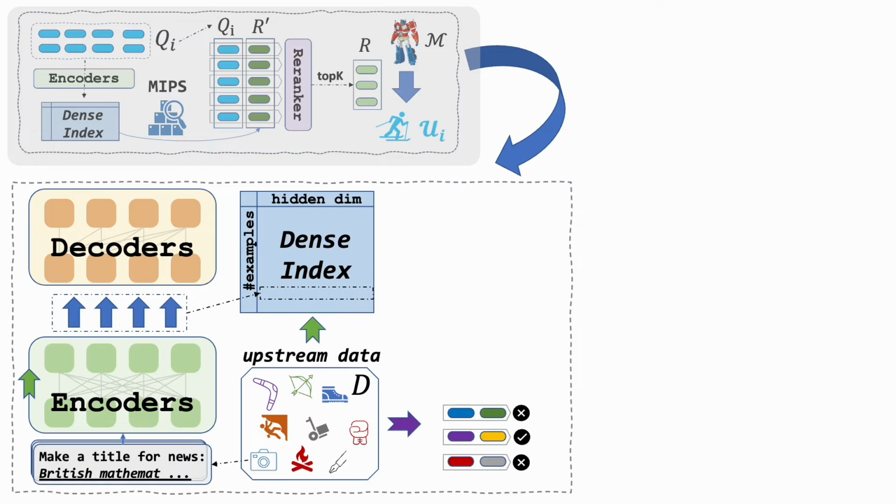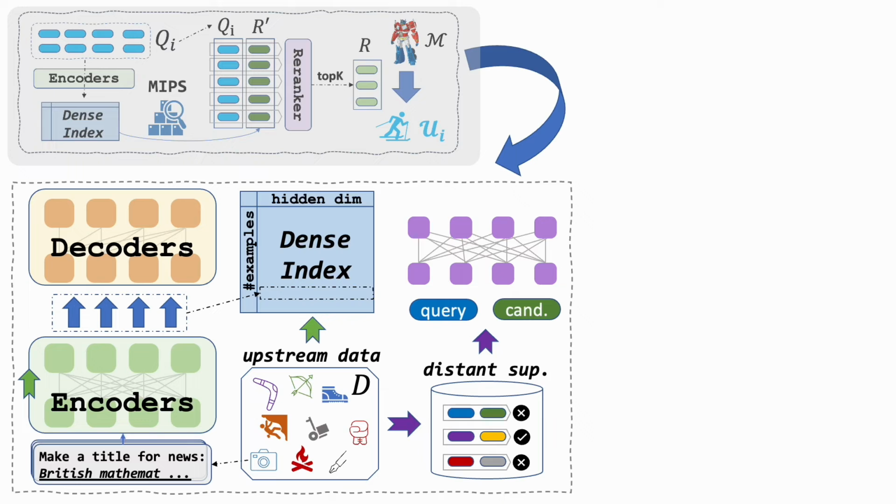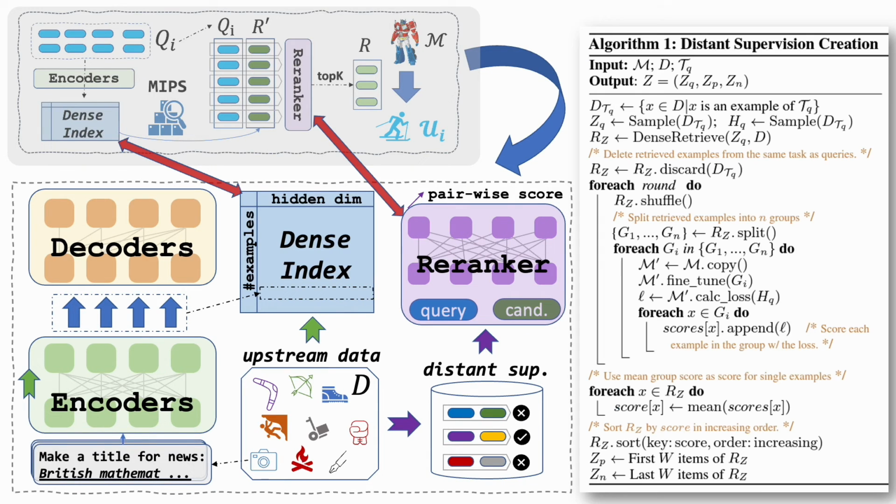We also propose an algorithm to generate distance supervision for training such a re-ranker. The re-ranker here is a cross-attention encoder, and we use a reward base in practice. The main motivation of the proposed algorithm is to use the results from the dense retriever and then run multiple rounds of virtual learning, such that we can estimate the utility scores of the candidates by looking at their loss. We leave a more detailed description in our paper, so please refer to our paper for the implementation.